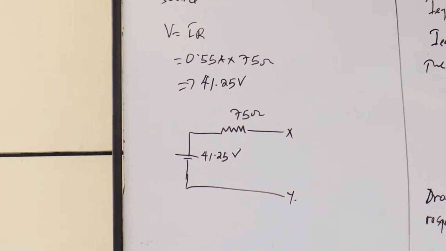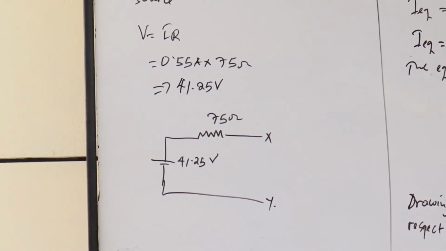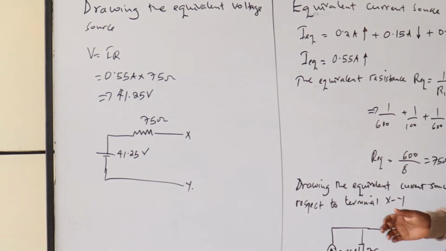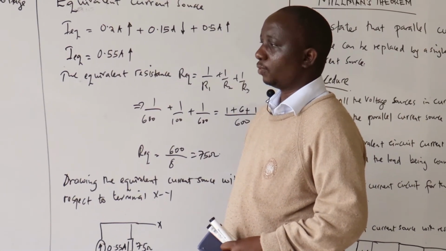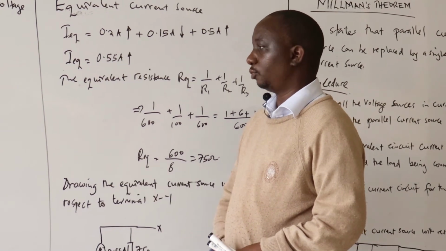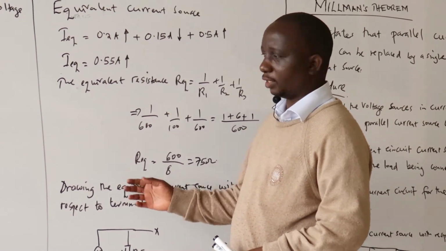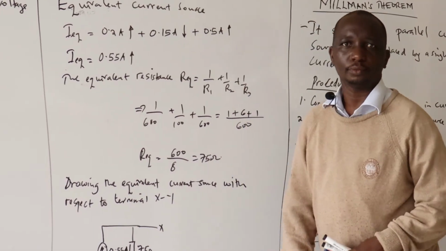So that's where the example ends, and it's very easy. Something you should recognize is that when you're drawing the equivalent current source, the resistance is shunted, and when drawing the equivalent voltage source, the resistor is connected in series with respect to the terminals that we are being asked. So we're going to do another example.